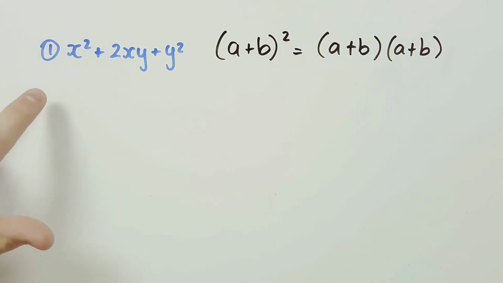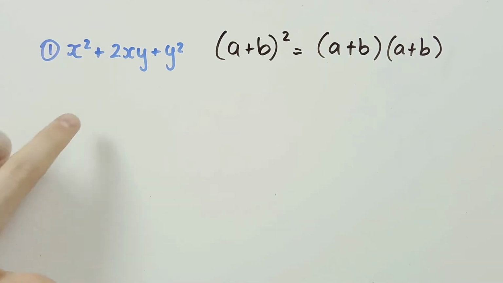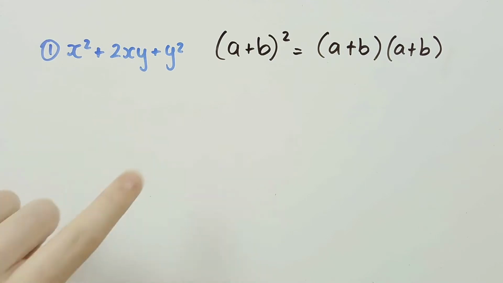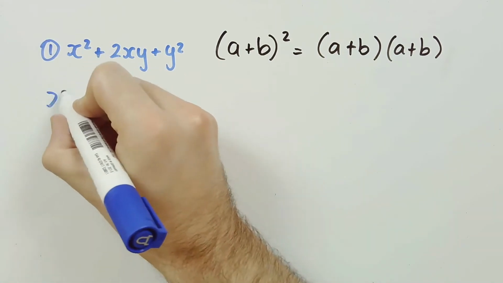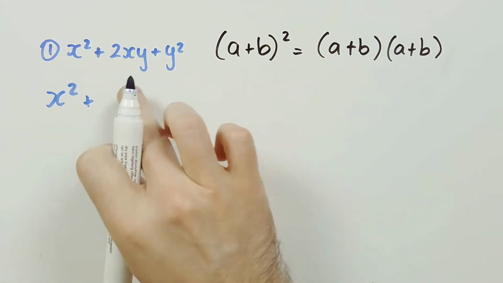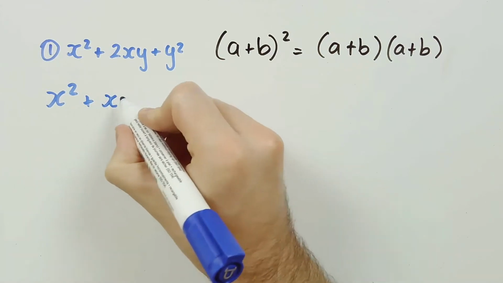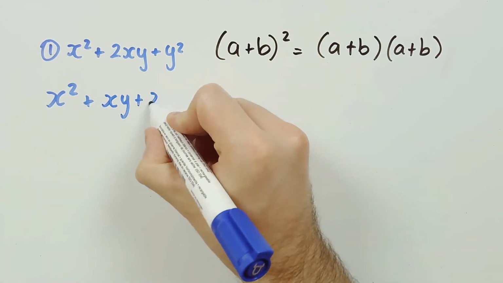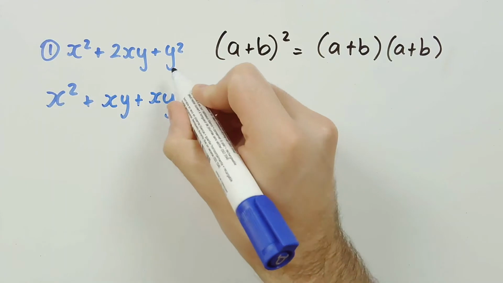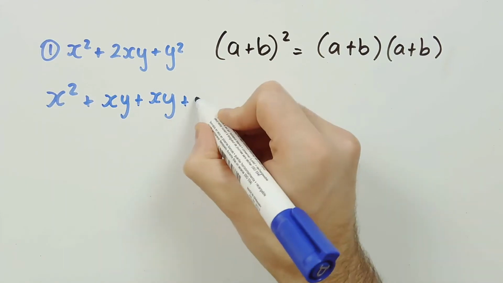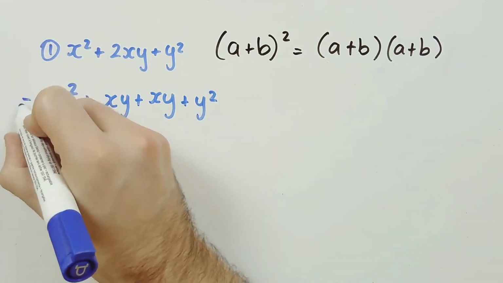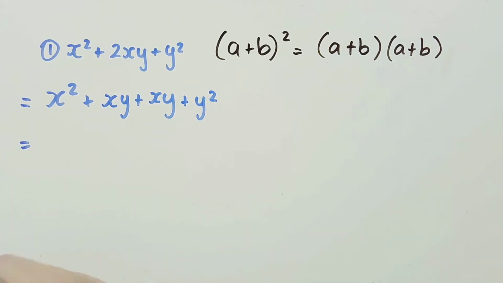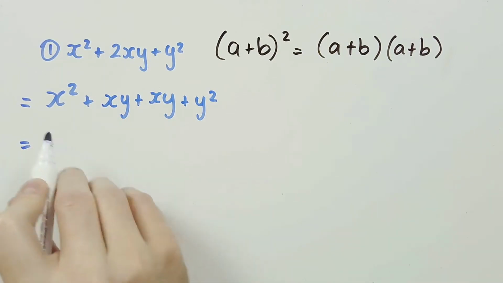So with this first example, x squared plus 2xy plus y squared, a good technique is to often split out this middle term. So let's give that a go. So let's split 2xy into xy plus xy, and let's leave x squared and y squared as is. And what does that leave us with? Well, it leaves us with 4 terms.